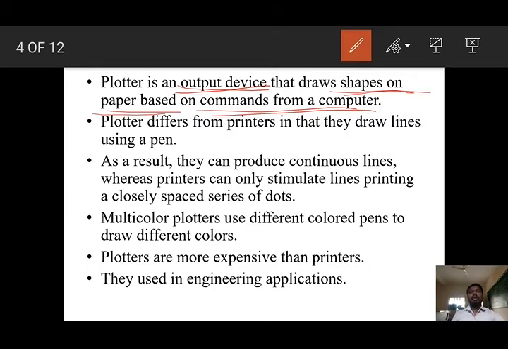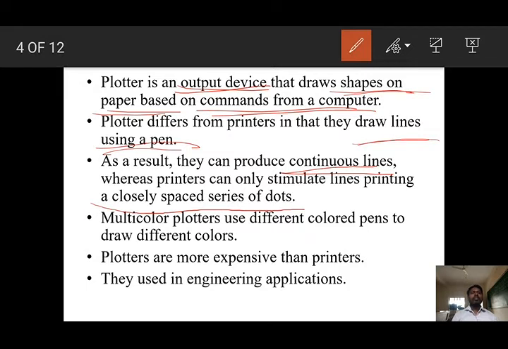Dear students, the plotter printer differs from other printers in that it draws lines using a pen. As a result, it can produce continuous lines, whereas other printers can only simulate line printing with a closely spaced series of dots. Now, I think you get to know the difference between plotter printer and other printers.